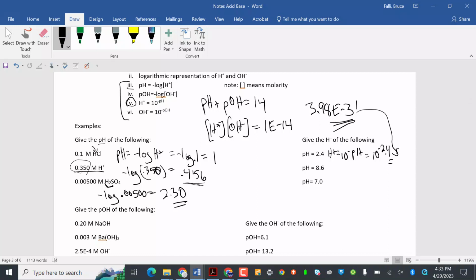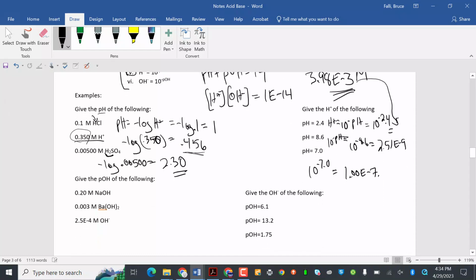And I'm doing H positive, so that does have a unit of molar. pH at 8.6, 10 to the negative pH is 10 to the negative 8.6. Second log negative 8.6 is 2.51 E negative 9. pH of 7.0, 10 to the negative 7.0 equals 1.00 E negative 7 when I put that in the calculator. Not bad, right?